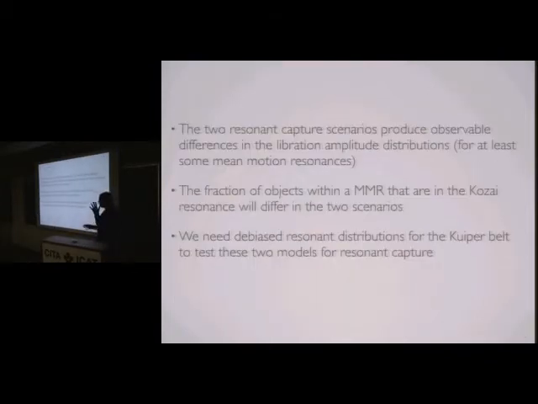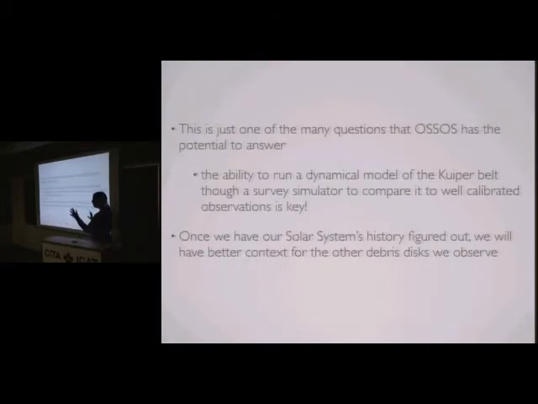So we should be working hard at producing these models that make good predictions as to what we should see when we actually understand the intrinsic distributions. And that'll allow us to start ruling out certain situations for what happened when we reshuffled the outer solar system. And that's just my small part of the OSSOS collaboration.